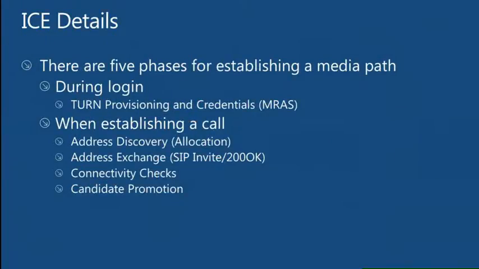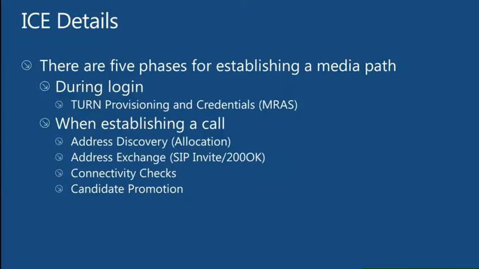Okay, so now we know why we want to do ICE. We know what components in our environments are going to use ICE. Now let's look into the detail how the ICE process looks like. The ICE process really has 5 steps. The first step is I need to be allowed to use my Edge server. So I need to have some credentials so that the Edge server will allow me, whenever I need to do a call, to use it. So the first step happens during login. I need to get Edge credentials and learn where my Edge server is.